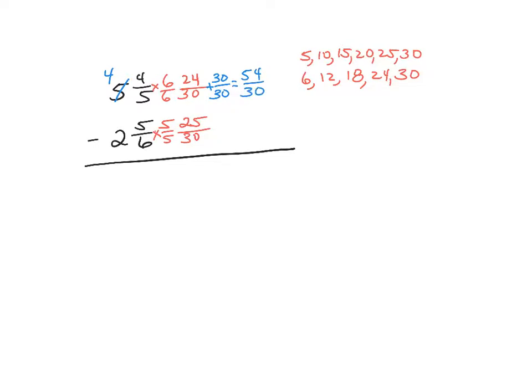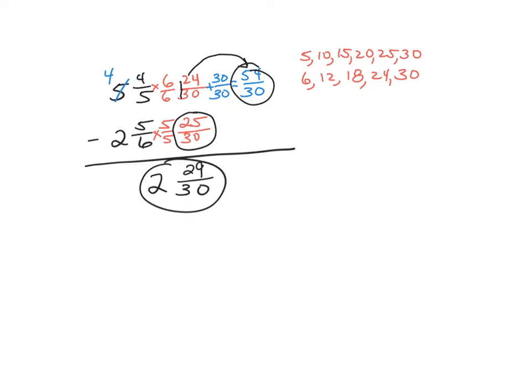Now remember, the other thing I could have done if I'd wanted to is I could have put a 1 in front of 24 thirtieths and then changed that into an improper fraction, but once again I'd be getting that 54 thirtieths. Now I have 54 thirtieths minus 25 thirtieths. 54 minus 25 gives me 29, so I have 29 thirtieths, and 4 subtract 2 gives me 2. So my final answer is 2 and 29 thirtieths.